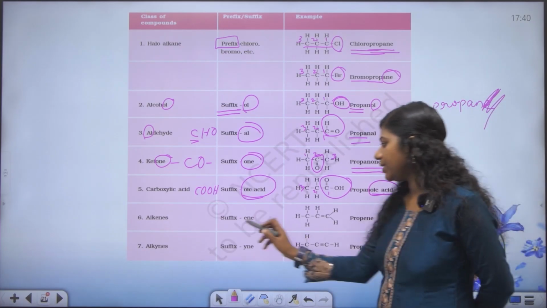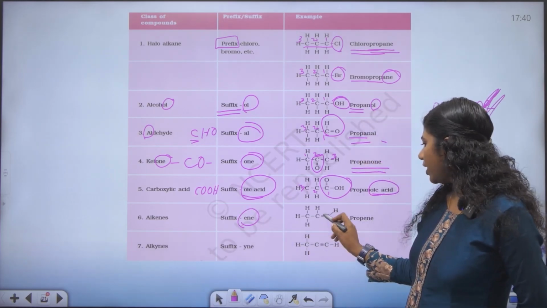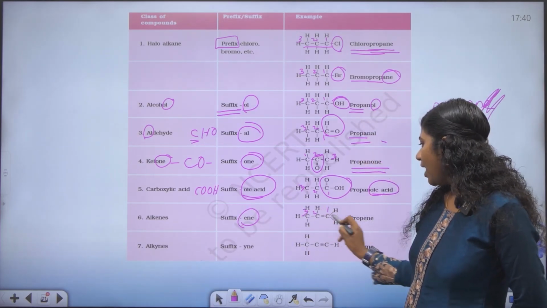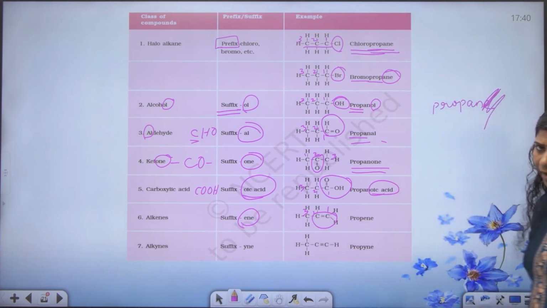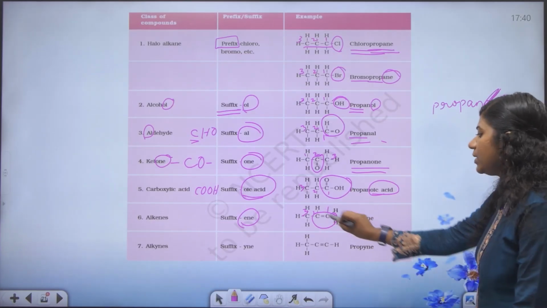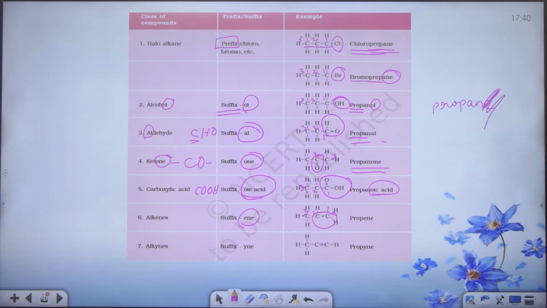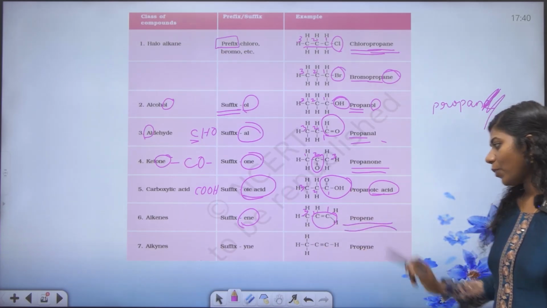Then next, alkene. Use the suffix -ene. Here the total number of carbon atoms is 3 and the first and second carbon atoms contain a double bond. That means the molecule is unsaturated, an alkene. So the name ends with -ene. The molecule is propene.